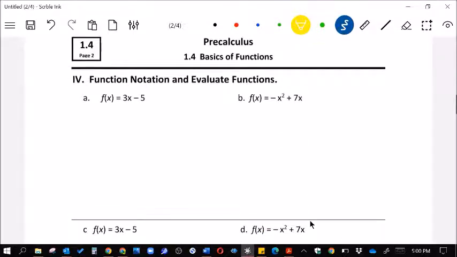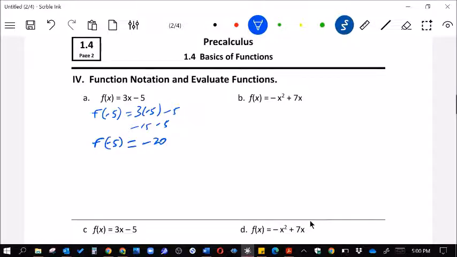Now, just a reminder about function notation and evaluating functions. All right, so if I said f of minus 5, that's just simply putting a negative 5 in that place. So we get negative 15 minus 5. So the function at negative 5 is equal to negative 20.